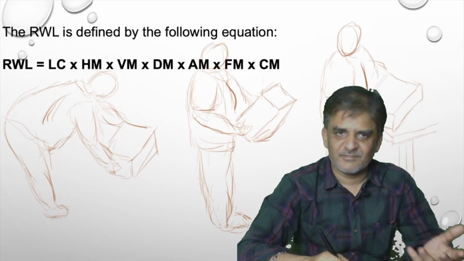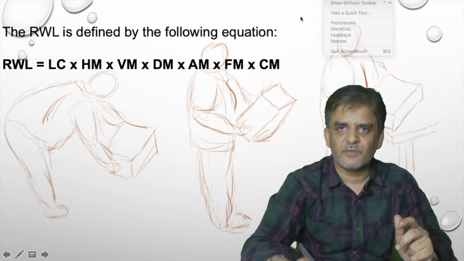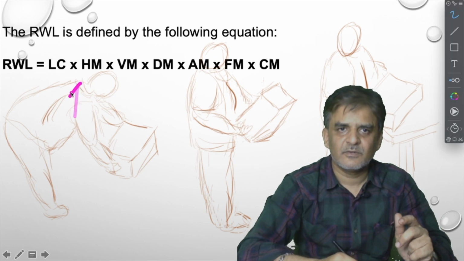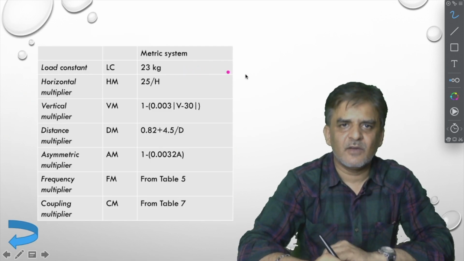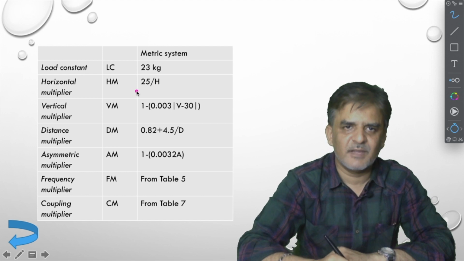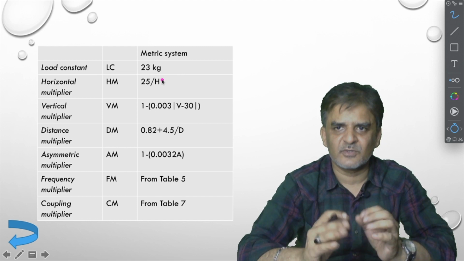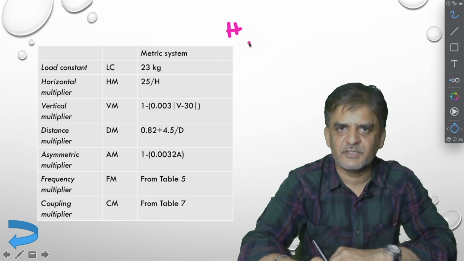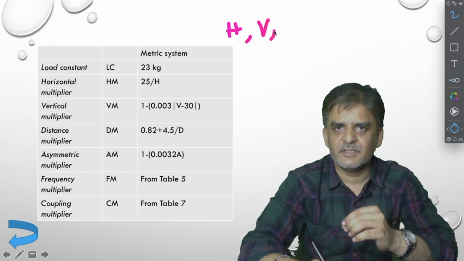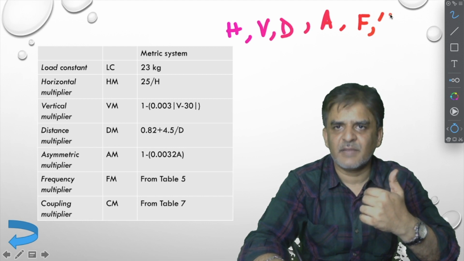See again, these are the multipliers, which are basically the converted values from the actual measurement to certain numbers. Here we see how to calculate the values of multipliers with respect to the actual variables, actual values measured on the diagram. On the diagram we have measured horizontal distance, vertical distance, distance moved. We have measured asymmetry in angle, and we know the frequency and the type of coupling.